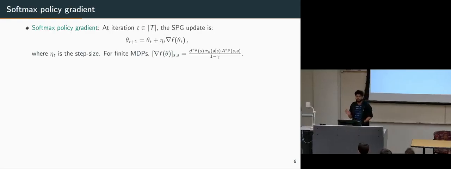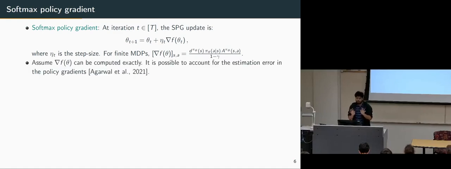Okay, so given these properties, what do we know about softmax policy gradient, where I can assume access to all the rewards, all the transition probabilities? The algorithm is simple. Just do gradient ascent on this function f of theta. Eta t is the step size. For finite MDPs, this is exactly the policy gradient, which consists of d pi, pi of a given s, and the advantage. Okay, so this is for the softmax parameterization.